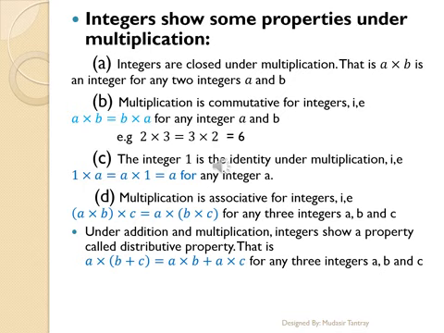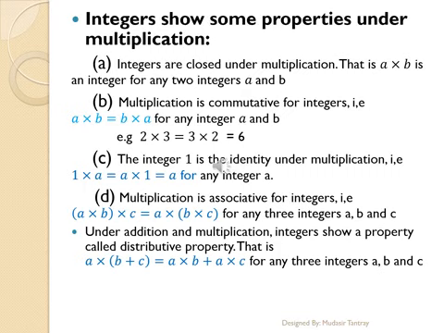Third one: the integer 1 is the identity under multiplication. That is, 1 into a is equal to a into 1, that is equal to a for any integer a. If you multiply 1 by any integer, for example a, it should always be equal to a. Fourth one: multiplication is associative for integers. That is, (a into b) into c is always equal to a into (b into c) for any three integers a, b, and c.